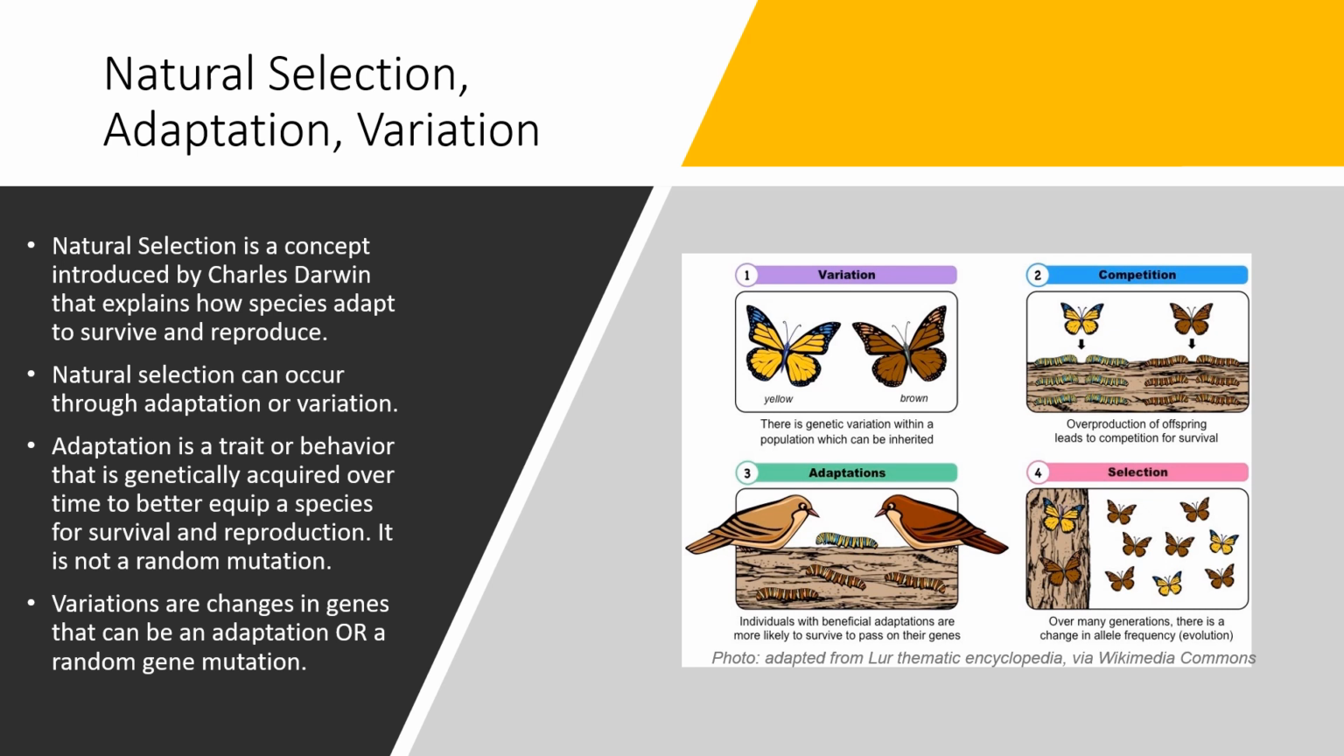An adaptation is a trait or behavior that's genetically acquired over time to better equip a species for survival and reproduction. This is not a random mutation. Variations are changes in the actual genes that can be inherited, and these can be through adaptation, or it could be a random gene mutation.